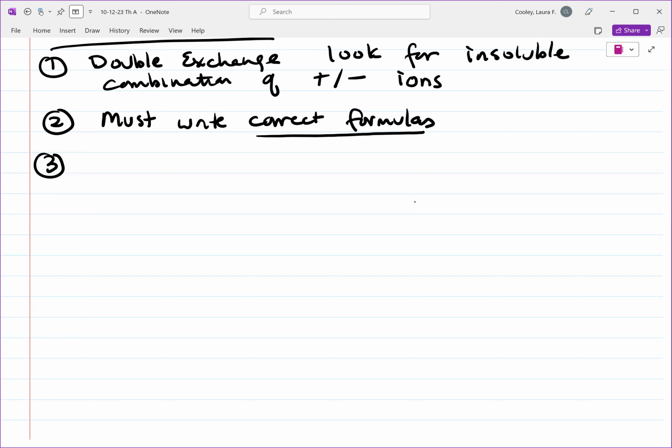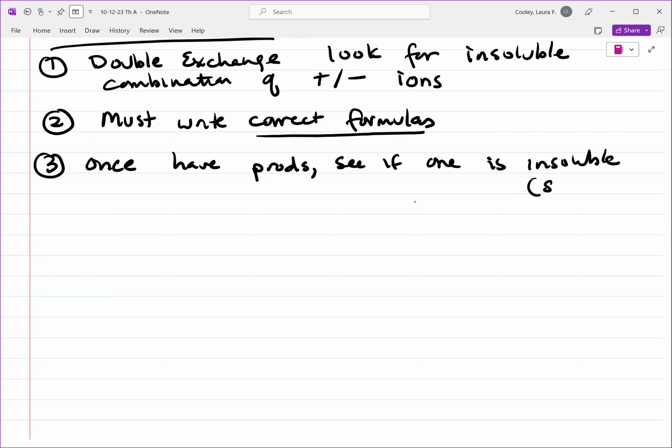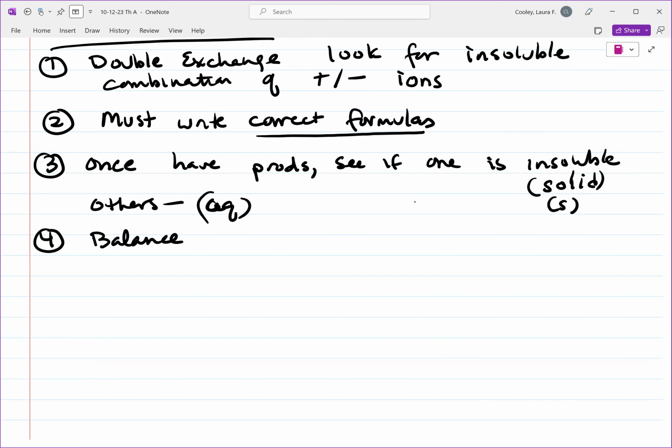So 3, once you have the products, see if one is insoluble. And that will be the solid, so you'll put S. Okay. The others will be aqueous. Okay, and then finally you'll balance.